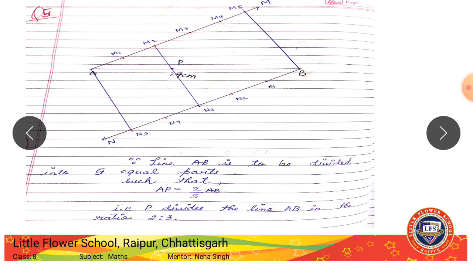How can we find it? We will join the last to B, the first to the last, here to A, and then this second will be joined to the last second. Why? Because the line has to be divided in 2/5, meaning out of these 5 parts, you need to find the second part. So M2 to N3 we will join, and where the line intersects, we will name that point as P. We can clearly see that AP equals 2/5 of AB.